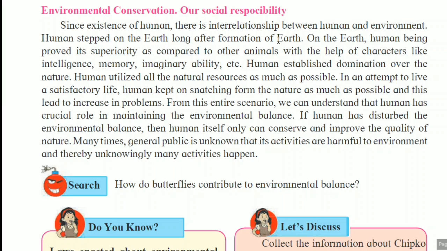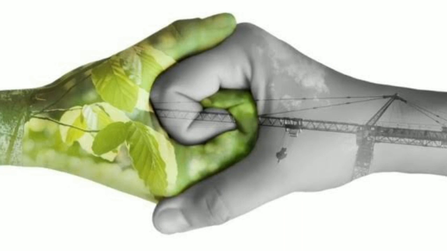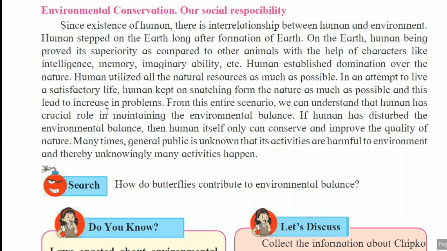Development of brain. But the greediness of humans leads to the degradation of environment. How? Human established domination over the nature. Human utilized all the natural resources as much as possible in an attempt to live a satisfactory life. Human kept on snatching from the nature as much as possible, and this leads to an increase in problems.